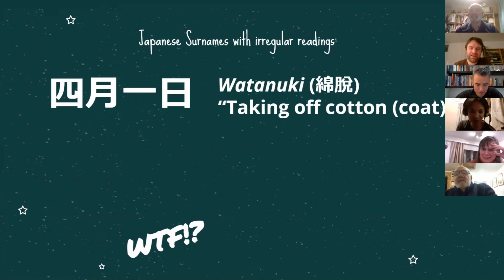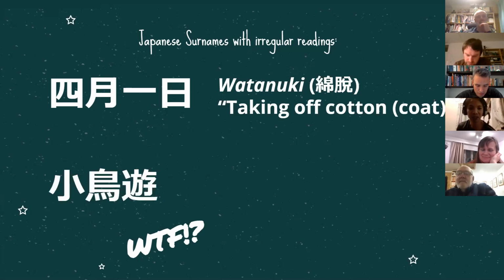So the logic is like this: the 1st of April in the past, a few hundred years ago, on the moon calendar is actually June in the modern calendar. So the 1st of April is the day you should take off your cotton coat because the temperature is getting warmer. So that's the logic.